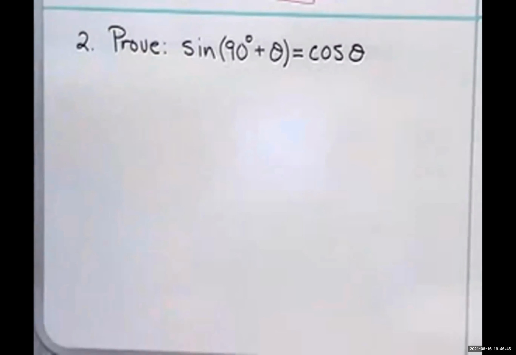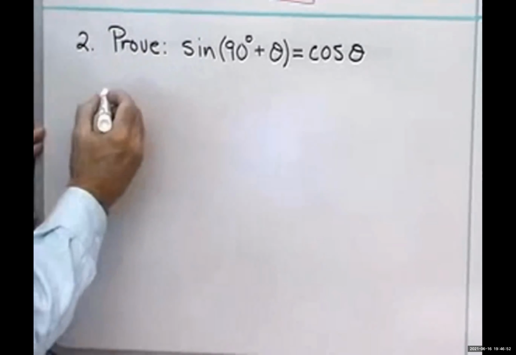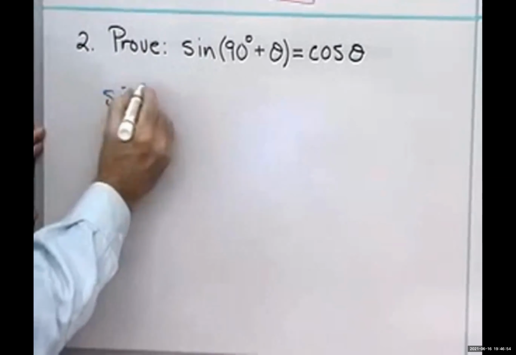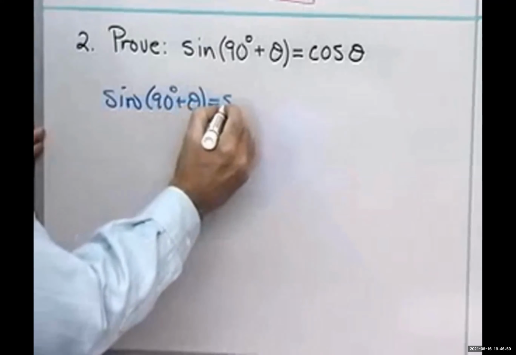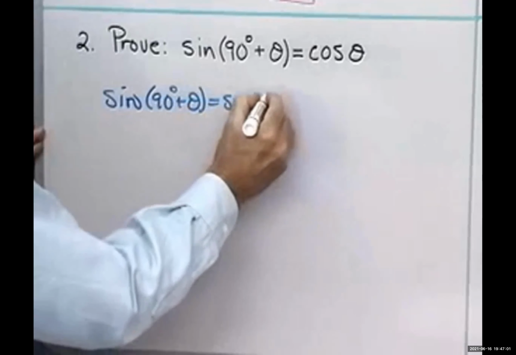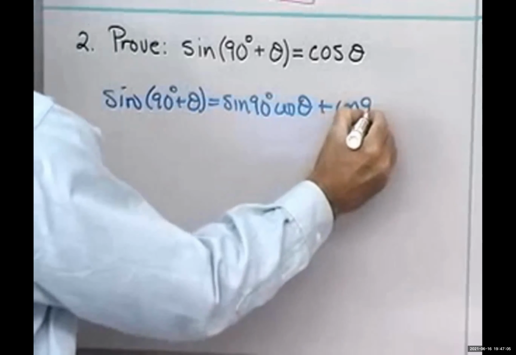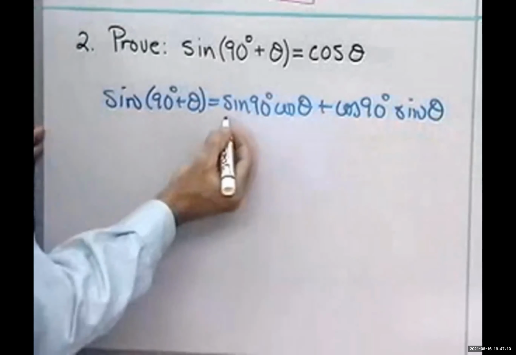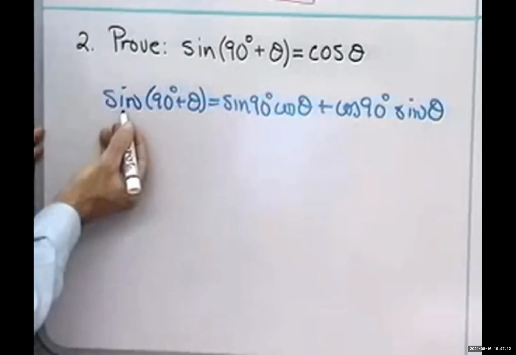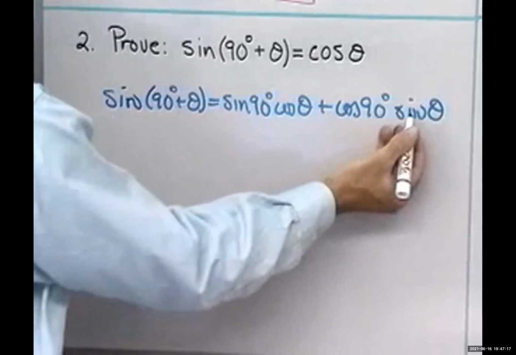We want to prove that sine of 90 degrees plus theta is equal to cosine theta. So I'm going to use my expansion formula on this expression. So I'll write sine of 90 degrees plus theta is equal to sine 90 cosine theta plus cosine 90 sine theta. And I write this out because I've memorized the expansion formula for the sine of a plus b. Sine a cosine b plus cosine a sine b.